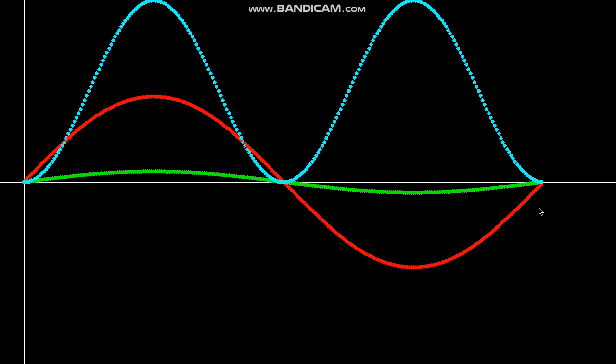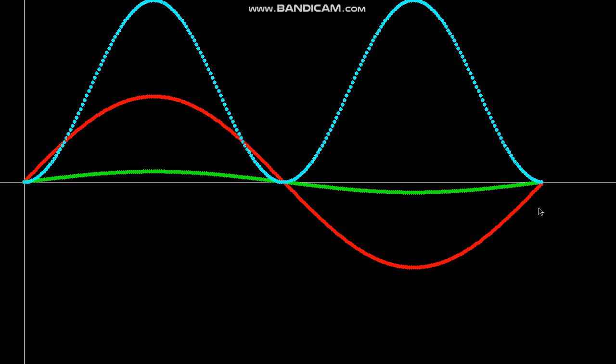To get power, you have to multiply the voltage by the current. In this graph, 120 volts RMS voltage is represented by the red waveform. 3 amps RMS current is represented by the green waveform. They are multiplied together to get the blue waveform, which represents power.